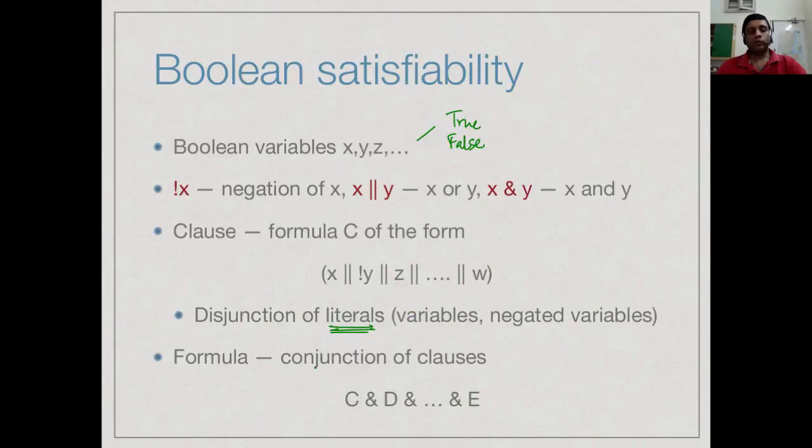And then finally, a formula will be a combination of such clauses connected by ands. So C will be some x or y or something. D will be some z or not y or something, and so on. Each clause will have the structure of a big disjunction of literals, and then they are combined by an ampersand. So they are all ANDed together. So I need to make clause C true, and I need to make clause D true, and I need to make clause E true, and so on.